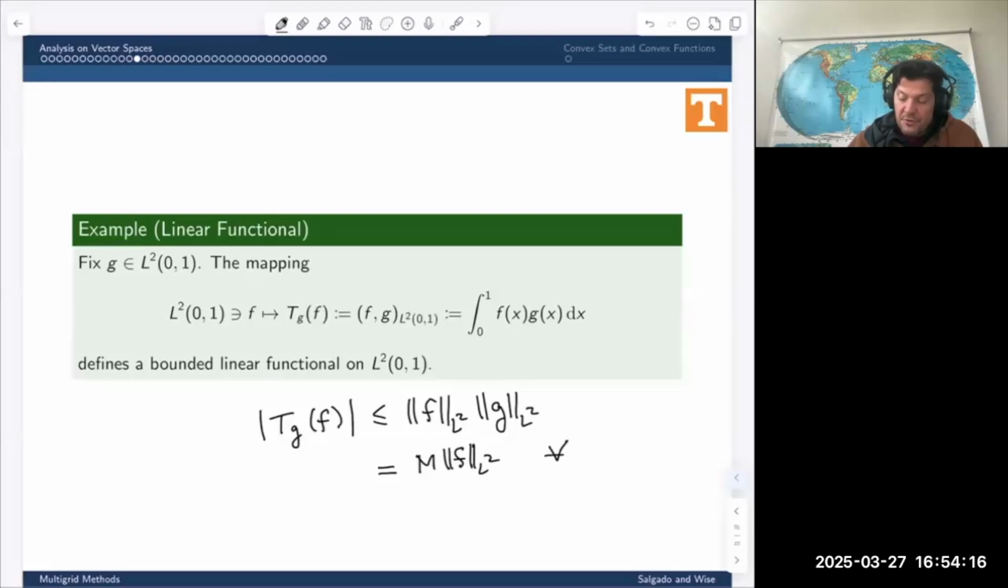So this holds true for all f in L2, and this m is completely independent of f. That's our constant we can use to show that this is bounded. So yes, this is a bounded linear functional on L2. No problem. And it follows very simply by applying the Cauchy-Schwarz inequality.